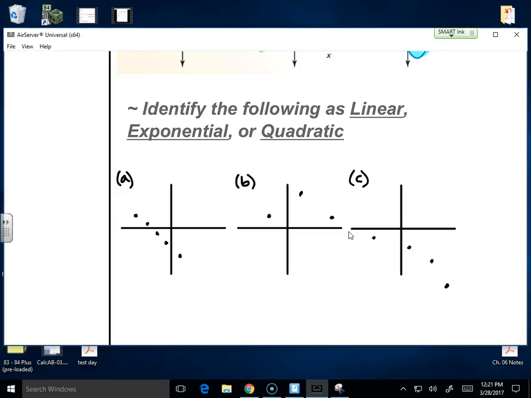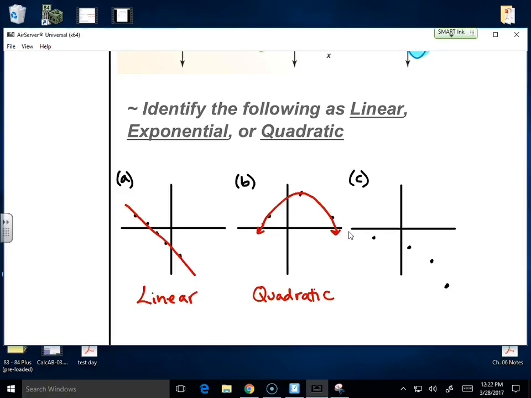Rob, what do you think? Linear. You guys agree? Yes. I do too. Because what kind of graph could connect them all? A line. Right. Angel, what do you think? Quadratic. Got it. What could connect it? A U shape. It's the only one out of linear, exponential, and quadratic that could connect those three.